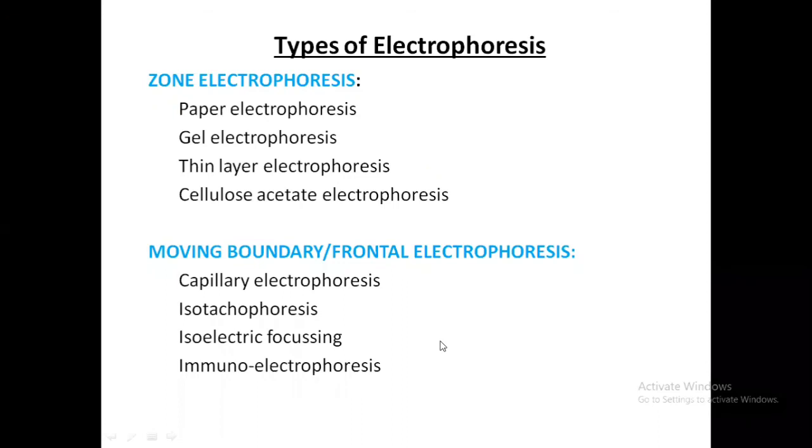So remaining under zone electrophoresis are paper, gel, thin layer, cellulose acetate, and under moving boundary, capillary, isotachophoresis, isoelectric focusing, immunoelectrophoresis. We will see them in the next class.